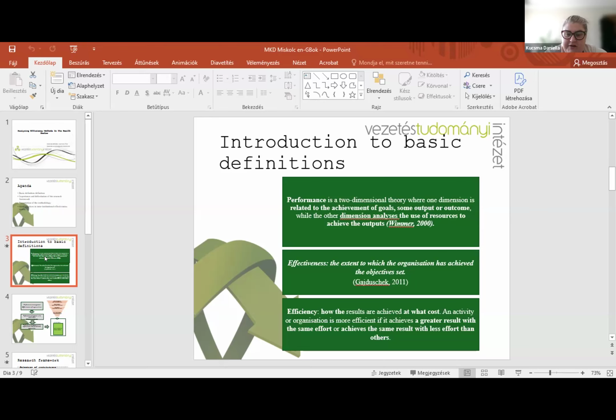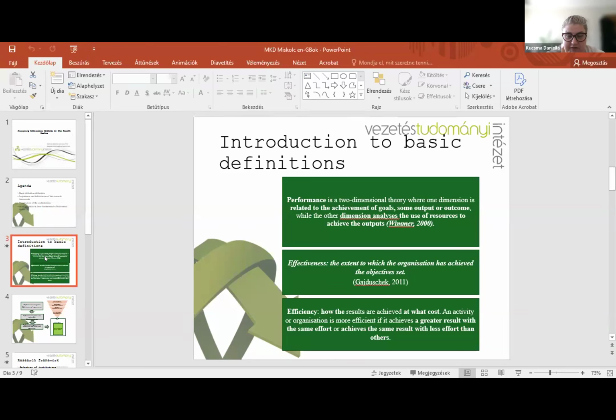An activity or organization is more efficient if it achieves a greater result with the same effort, or achieves the same result with less effort than others. So this was the big question. And after I saw the definitions, I must choose which topic and which company and hospital, of course, I will use for my research.